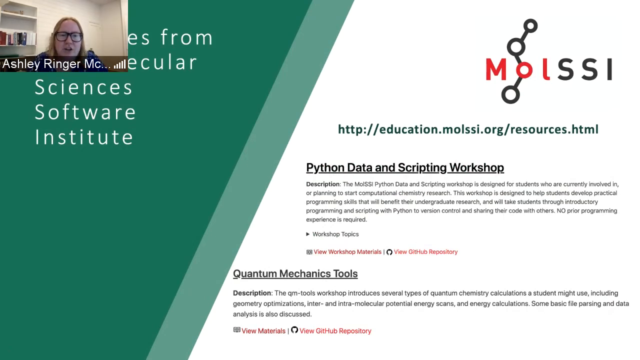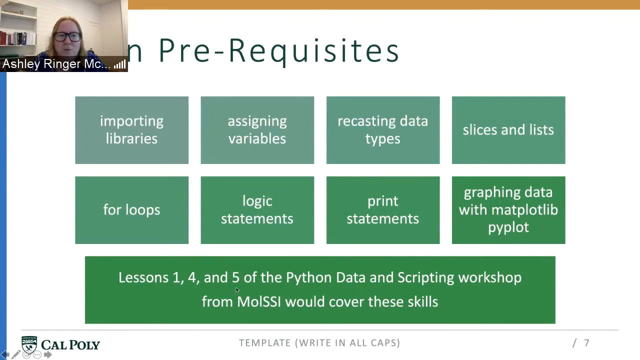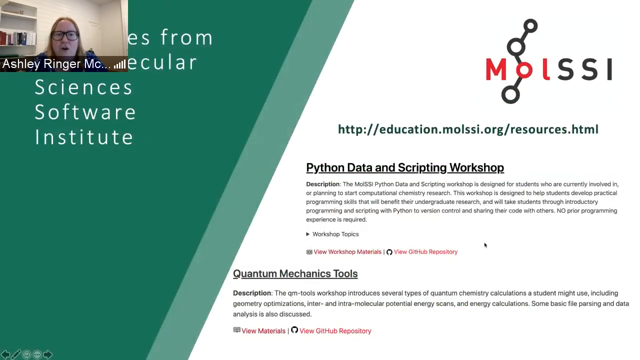That's the one I was mentioning on the previous slide, that if you did lessons 1, 4, and 5, you would have all of those prerequisite skills. And then there's another MOLSI workshop called the Quantum Mechanical Tools Workshop, which, if you really wanted your students to develop some real prerequisite skills before they started going into your class, teaches them how to do geometry optimizations, potential energy surface scans, and several other types of quantum chemistry calculations. And it teaches them to do them in Psi4.